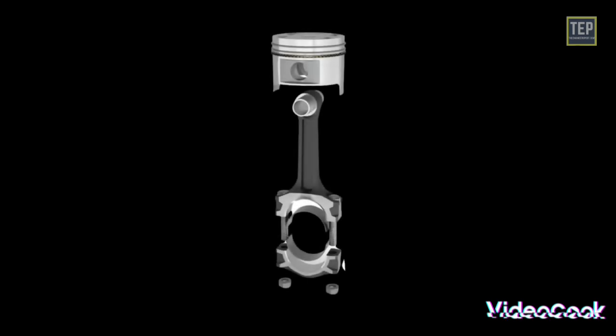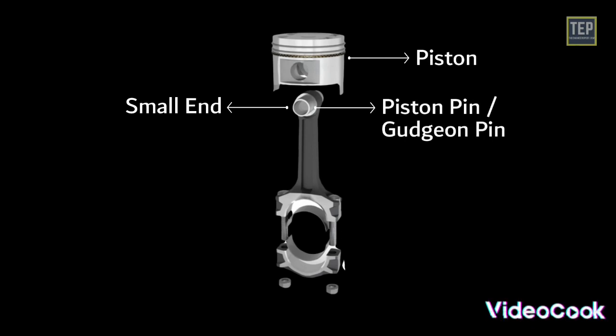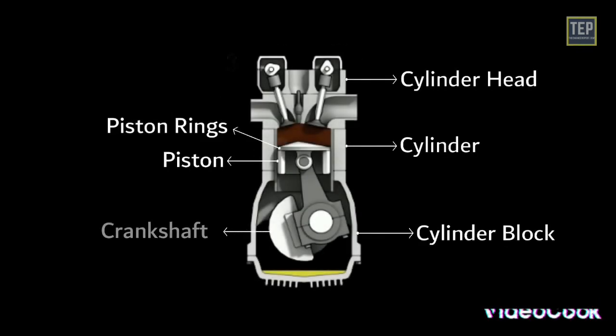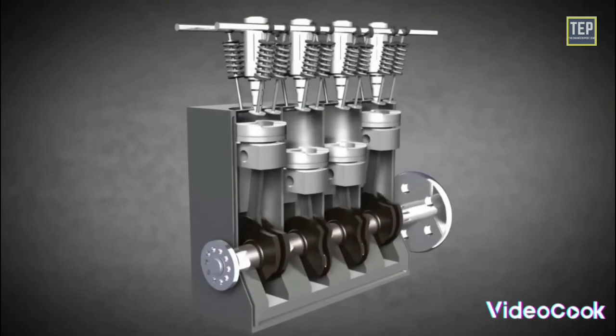The upper end of the connecting rod is called the small end, which carries the piston by means of a floating pin called piston pin or gudgeon pin. The lower end is called the big end of the connecting rod, which connects to the crankshaft through the crank pin. Crankshaft is a mechanical component used in a piston engine to convert the reciprocating motion into rotational motion.